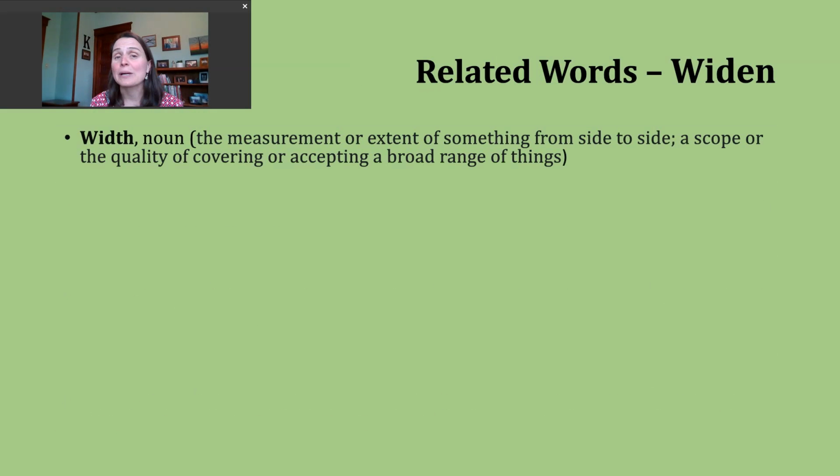Now, let's spend a moment looking at some other words that are related to our verb widen. The first word we're going to discuss today is the noun width. This noun can have a couple meanings. One way to use the noun is to talk about the measurement or the extent of something from side to side.